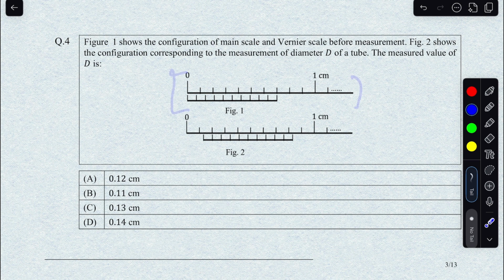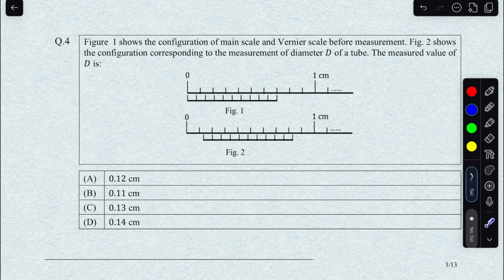If you look at this, the 0 of the main scale and the 0 of the vernier scale are right below each other. So that's why there is no zero error here. And another thing we can also find out is how many VSD are matching with how many MSD.